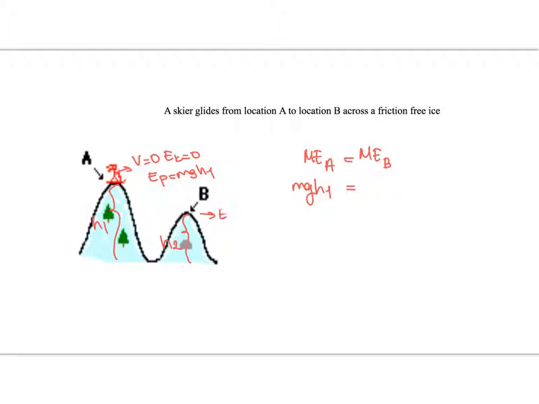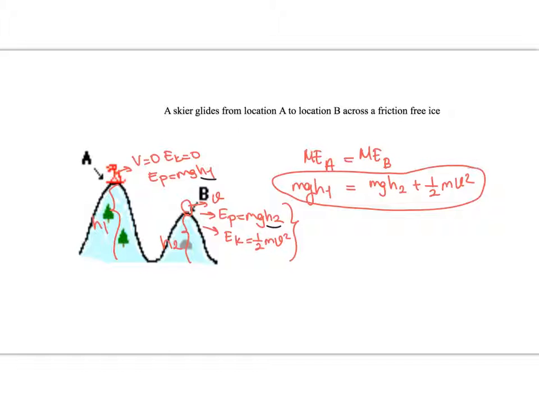At B, it has a potential energy, mgh2. As h2 is smaller than h1, the potential energy at B is smaller than the total mechanical energy at A, so it should have a kinetic energy here. So the object has a velocity of v here, giving kinetic energy 1/2 mv². So the total mechanical energy at B is equal to mgh2 plus 1/2 mv². So from this equation we can find the unknown.